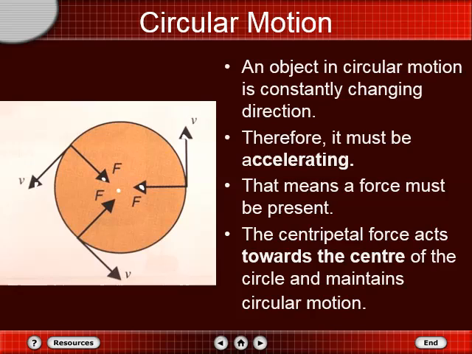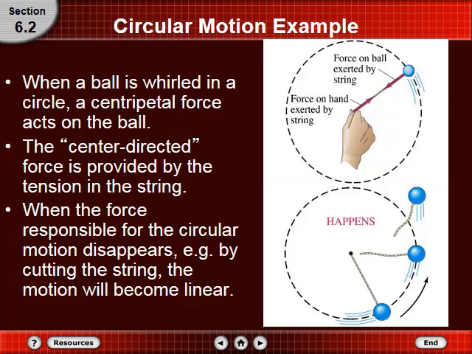So it might be a car going around a roundabout, it might be a moon orbiting a planet. So this is an example. We'll do this practical on Monday. When you have a ball on a string, we've got this centripetal force acting towards your hands, and you can actually feel that force when you're swinging it. Yeah, you can feel the force being exerted.